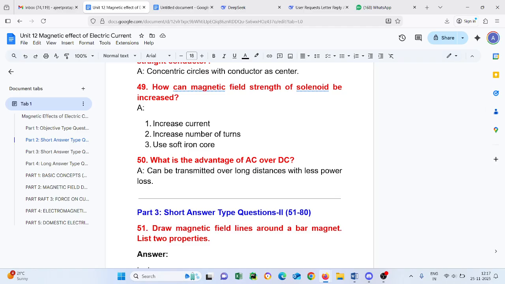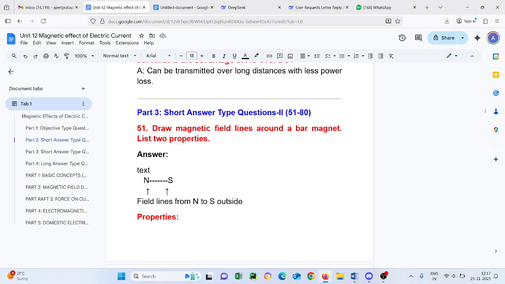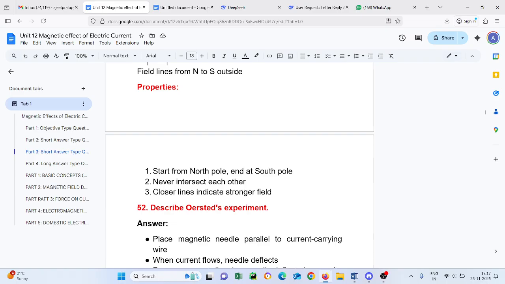Now move to part 3, short type questions. Question number 51. Draw the magnetic field lines around a bar magnet. List two properties. Field lines start from the north pole and end at the south pole. They never intersect each other. Closer lines indicate a stronger field.